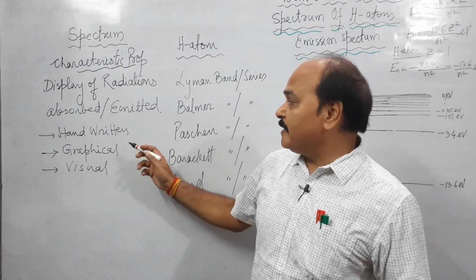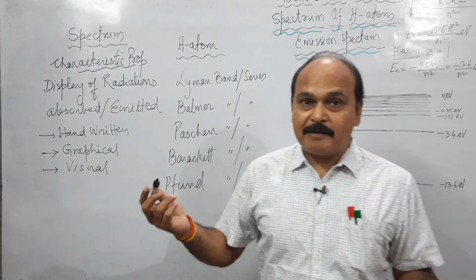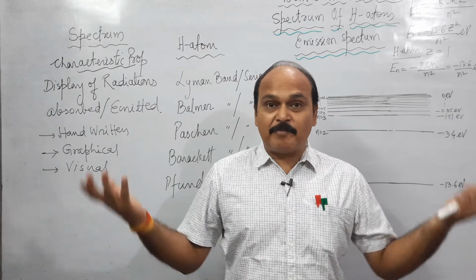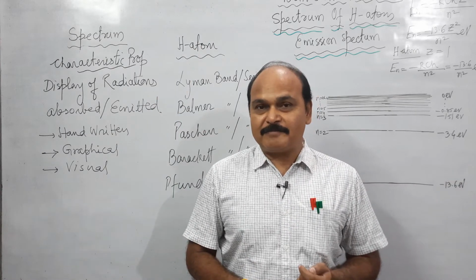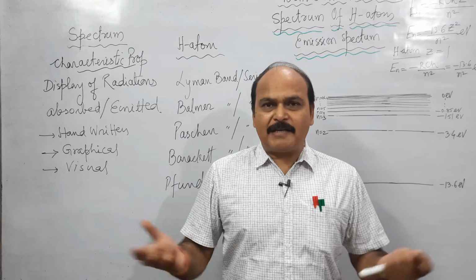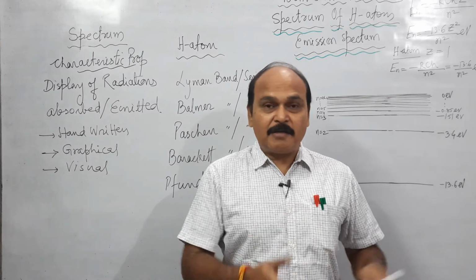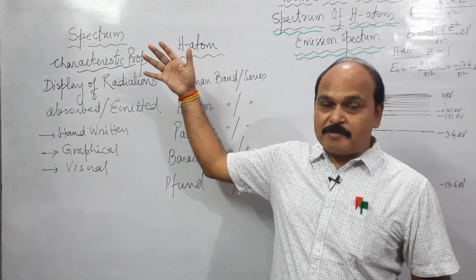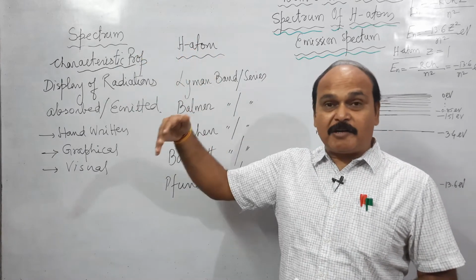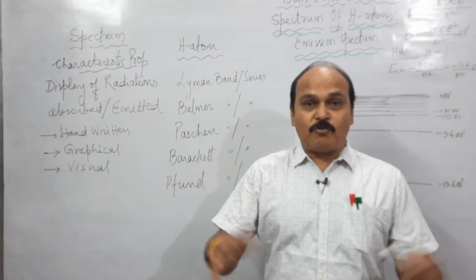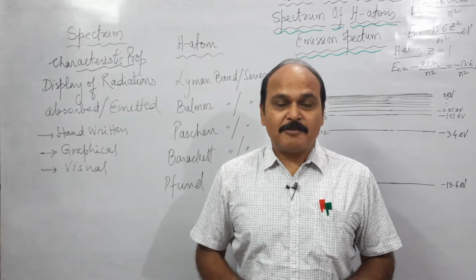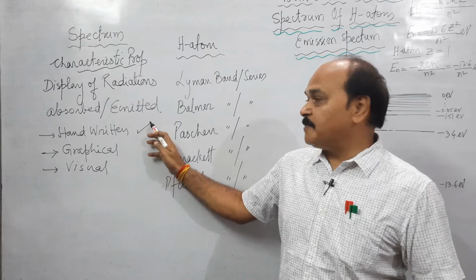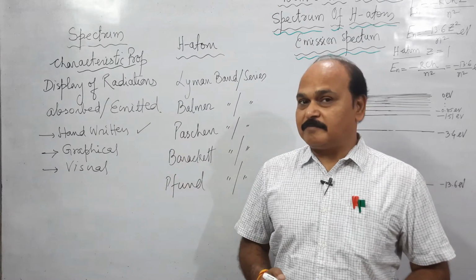This spectrum can be handwritten, like we write down the complete electromagnetic spectrum. So how do we write that complete electromagnetic spectrum in our copies? We start with what? Gamma rays at the top. Then we write X-rays, ultraviolet rays, visible light, and so on up to radio waves. That write-up is nothing but a handwritten spectrum, the complete electromagnetic spectrum.